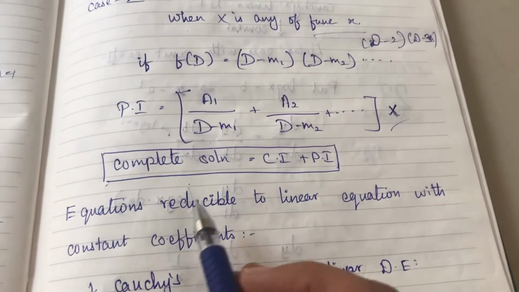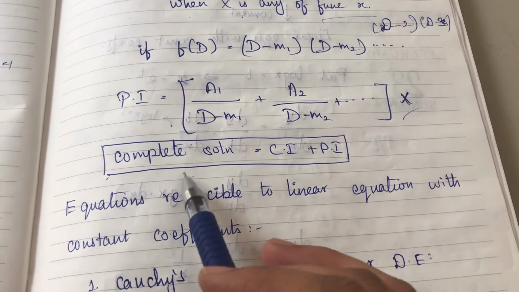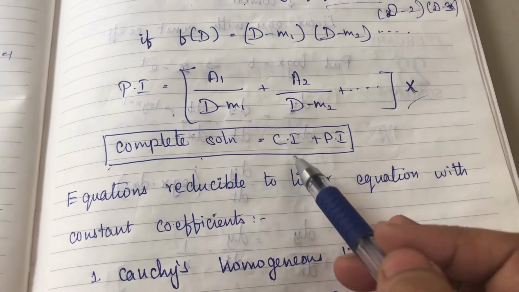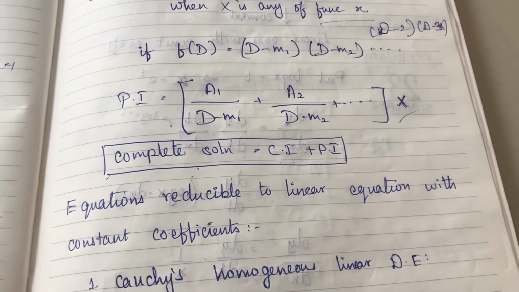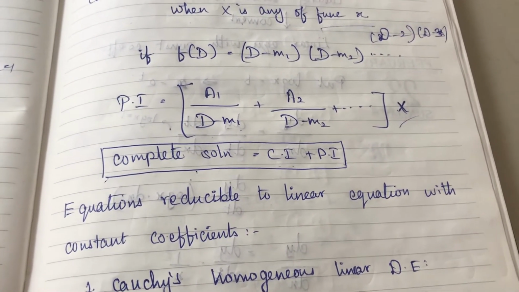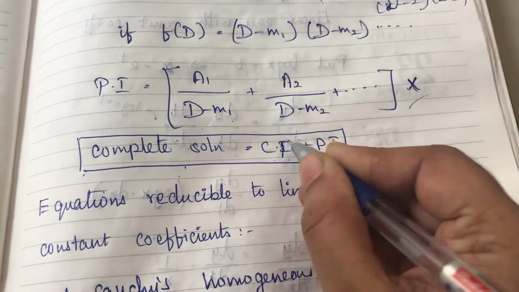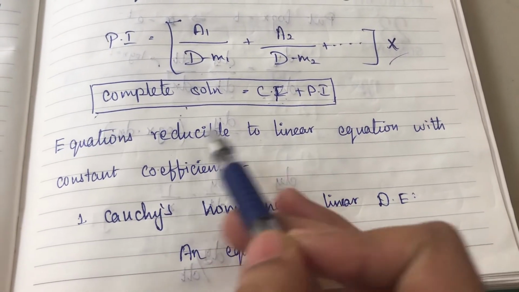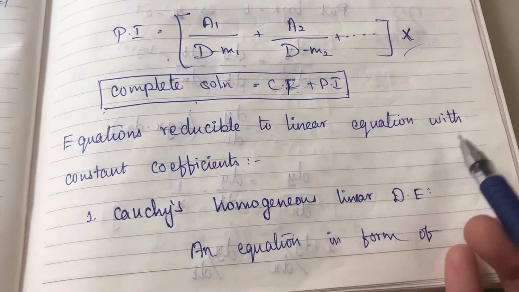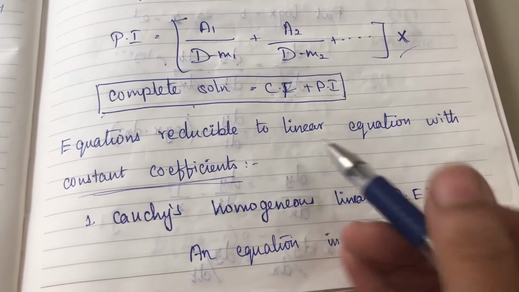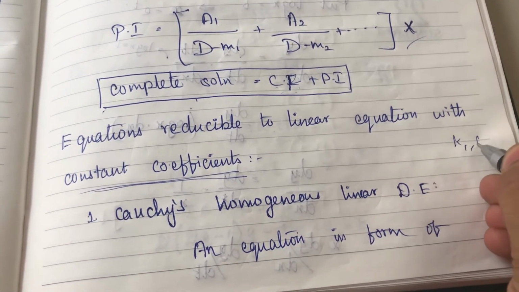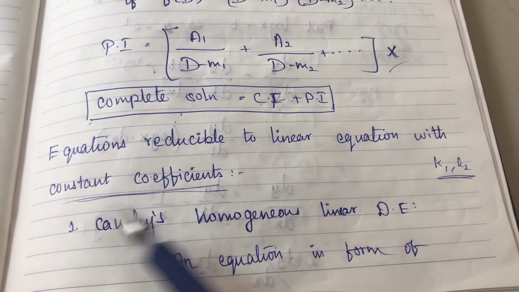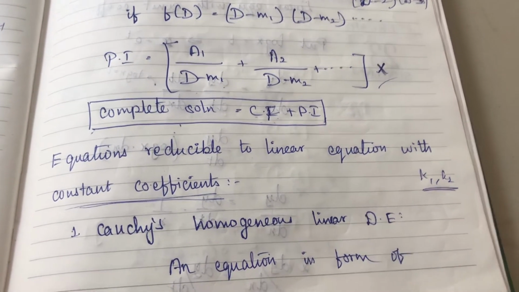So we need to find the complete solution. How can I find the complete solution? Just add the CF, complementary function, plus PI, particular integral. Okay, so equations can be reduced to linear equations with constant coefficients. As you already saw, k1, k2 are the constants. So if we add these things in the equation, it will become a linear equation with constant coefficients.